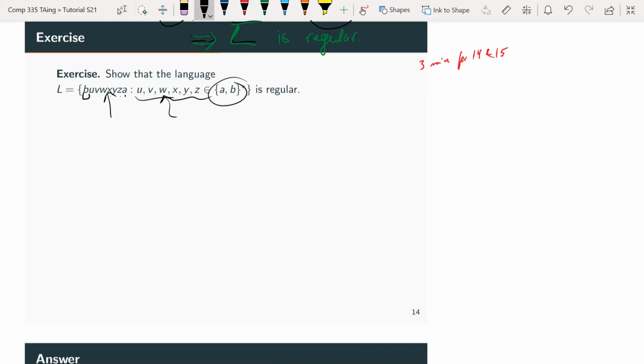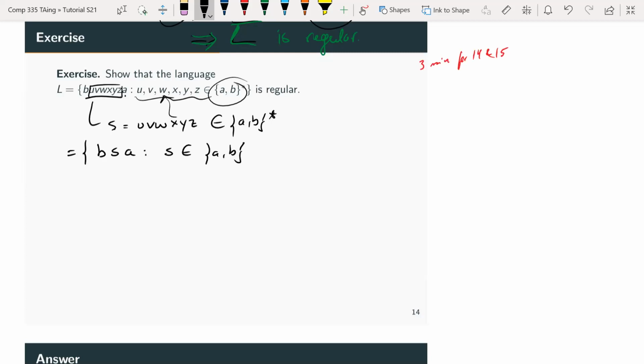So then if I just take all of this string as just one, so if I just say, let's say S is U, V, W, X, Y, Z, then this is also going to be in (A, B)*, right? And so my language actually simplifies to just B, S, A, such that S is in (A, B)*. And then hopefully it's pretty clear what the DFA for this is.